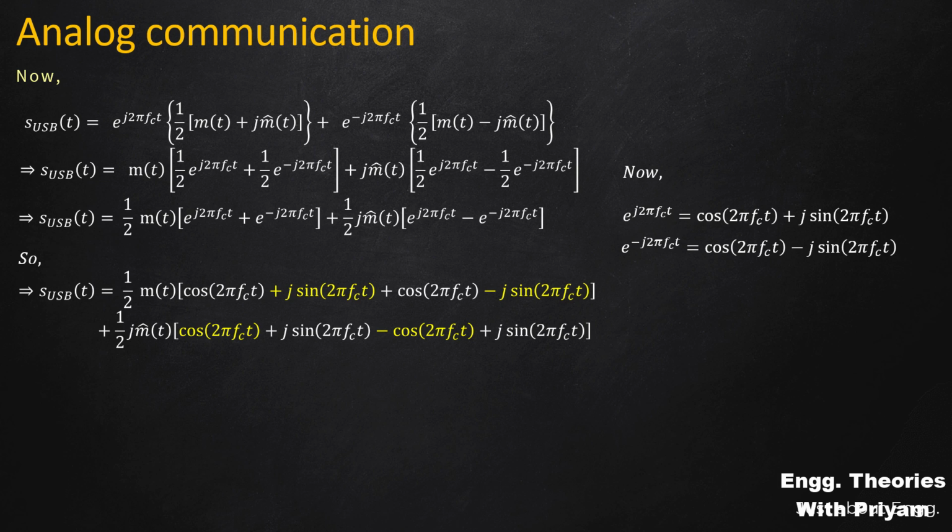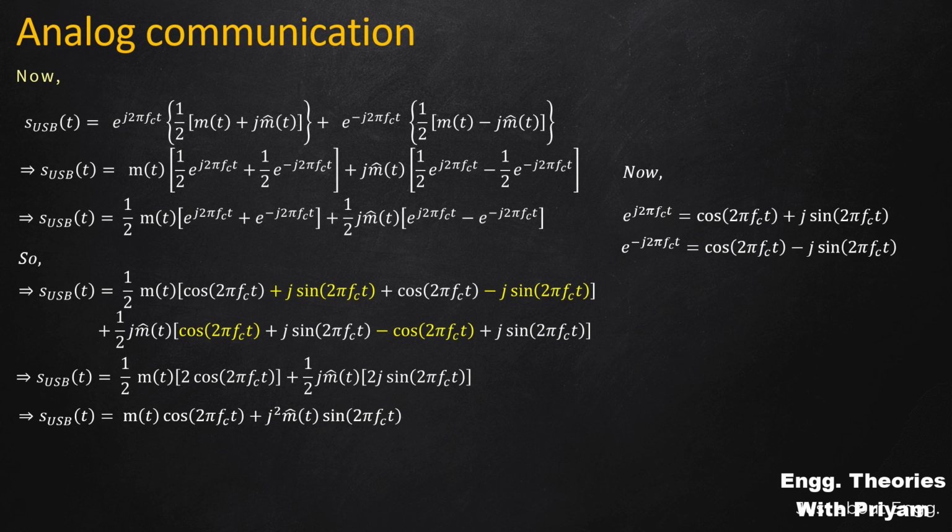By performing simple arithmetic calculation, the upper sideband signal in the time domain will become half into m(t) into 2 into cos 2 pi fc t plus half into j m cap of t into 2j sin 2 pi fc t. This half and 2 inside the brackets will cancel out each other. Then the upper sideband signal in the time domain will become m(t) into cos 2 pi fc t plus j square into m cap of t into sin 2 pi fc t. This j square has the value of minus 1. So the upper sideband signal in the time domain can be written as m(t) into cos 2 pi fc t minus m cap of t into sin 2 pi fc t.